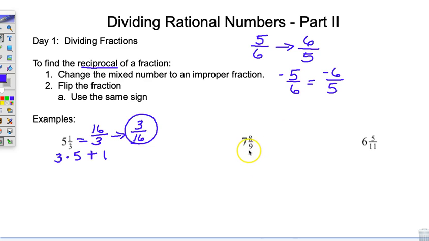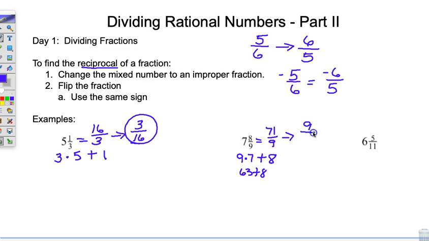Let's try another one. 7 8/9, we first need to change it to an improper fraction by multiplying 9 times 7 and then adding 8. 9 times 7 is 63, plus 8 more is 71. So this becomes 71/9. Okay, to find its reciprocal then, we're just going to flip-flop numerator and denominator.